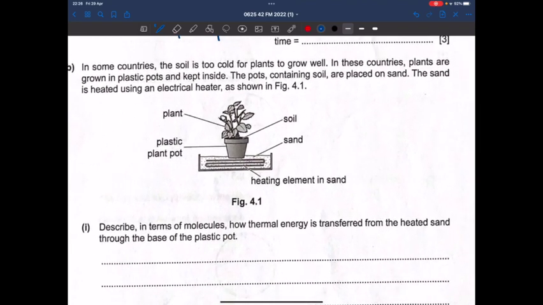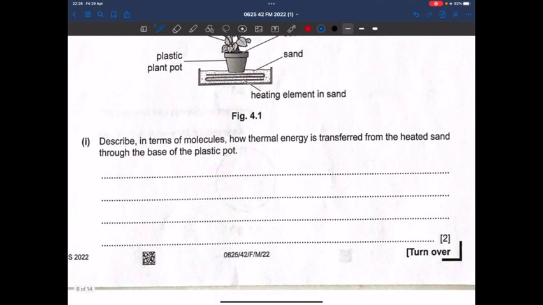The question is, describe in terms of molecules how thermal energy is transferred from heated sand through the base of the plastic pot. All are solids, so when I correct this question, I'm expecting the word conduction. So I could write, by heating the sand, its kinetic energy will increase. So the increase in kinetic energy will transfer to the base of the plastic pot. And the kinetic energy of the molecules of the plastic pot could increase, increasing the temperature. And the heat energy will transfer entirely by conduction.